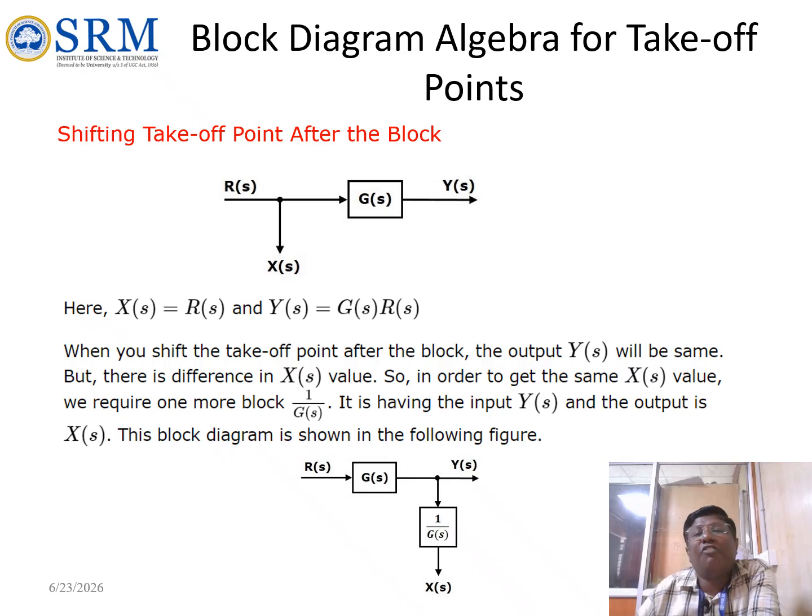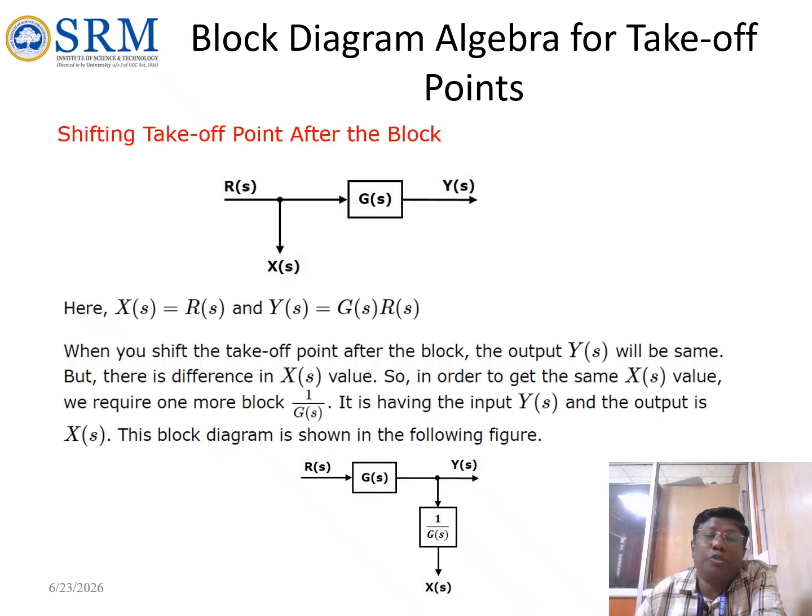Now, the takeoff point. If you want to take off a point from here, what is the equation? X(s) equal to, it's taking out X(s), R(s) you are getting out, Y(s) will be getting R(s) into G(s). When you shift the takeoff point from the block, the output Y(s) will be the same, but there is a difference in the X(s) value. So in order to get the same X(s) value, we require one more block in the Y(s) path. So shifting it here, we need one more block, 1 by G(s). So it is having the input value of Y(s) and the output value of X(s).